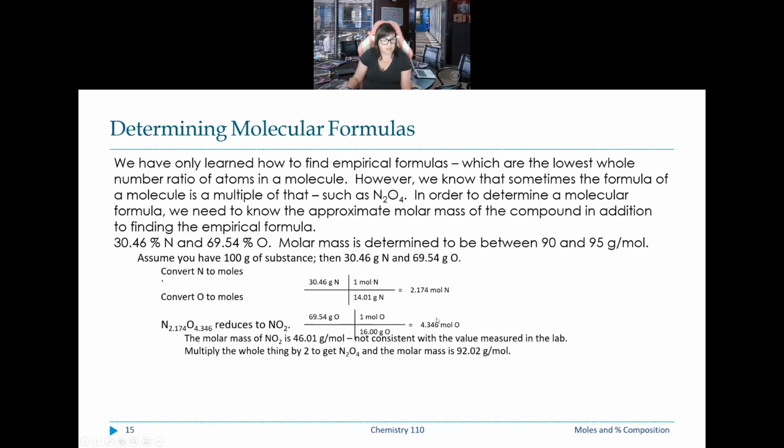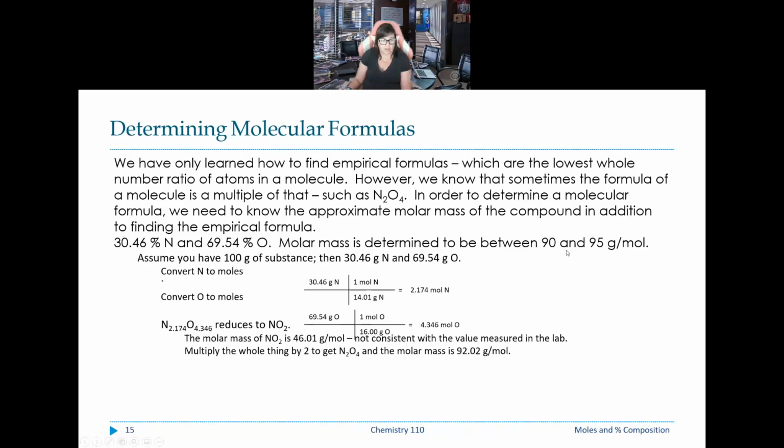If I divide both of those by 2.174, that reduces to NO2. So that's my empirical formula, NO2. But the molar mass of NO2, if I take nitrogen, 14.01, plus 32, that gives me 46.01 grams per mole. And that's not consistent with the number that they've given me.